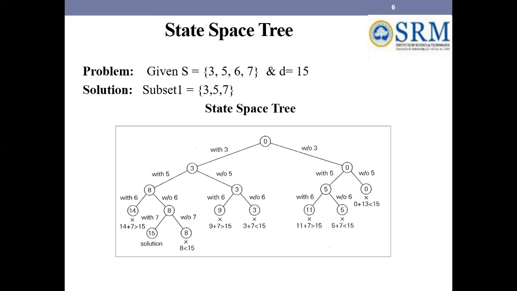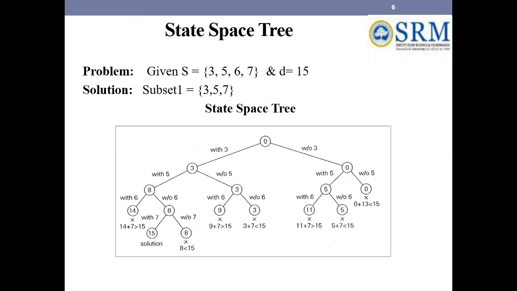And 5 plus 7 is 12, which is less than 15, so it's not feasible. And 0 plus 30, which is less than 50, is also not feasible. Now for this problem, we have only one solution node, that is 15. All the remaining nodes are dead ends. The state space tree leaf node should be labeled with either solution or not feasible, dead end. Not feasible means less than 15 or greater than 15.